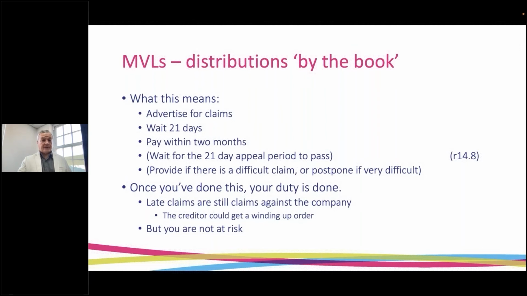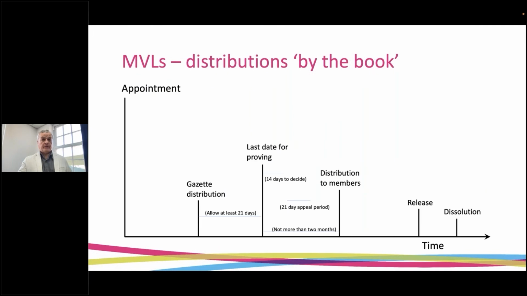And if a late claim does come in, it is still going to be a claim against the company. The company is not released from its obligation to pay the creditor. It's not released from the contract or whatever basis the creditor has got for making the claim. And the creditor could, if they were minded to do so, present a winding up petition against the company to put it into compulsory liquidation. However, although the company is at risk if a claim comes in late, you as liquidator are not at risk. You will have performed your duty. So it's a decision really for the company as to what to do with late claims.